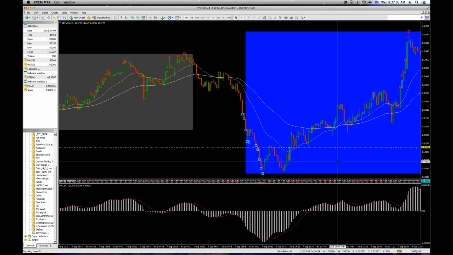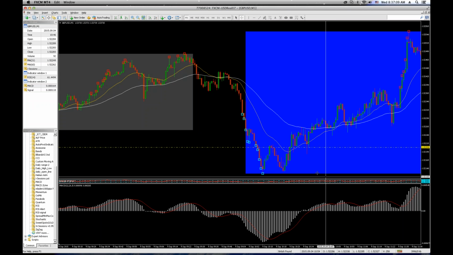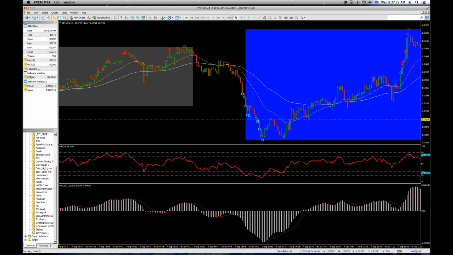Simply because of what it's measuring, the difference between the 12 and the 26. How many pips difference is it between the 12 moving average and the 26? And then when it has that number, it takes 9 periods of that and does an average of the last 9 of that number. So it's giving you a clean look at what the market is actually doing.